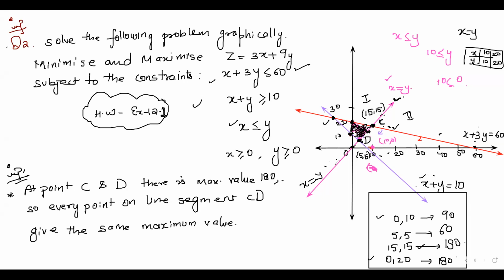Okay, so in this case, you will say that the maximum value is 180 and it occurs at 15, 15 and 0, 20. Only this you need to write. In an objective question, if they ask you, then you can say that there are infinite points. Okay.